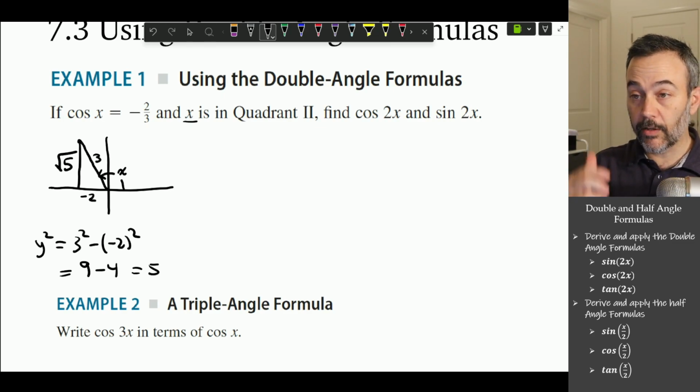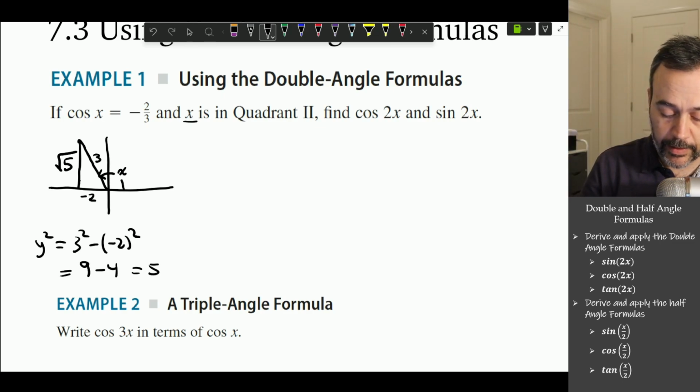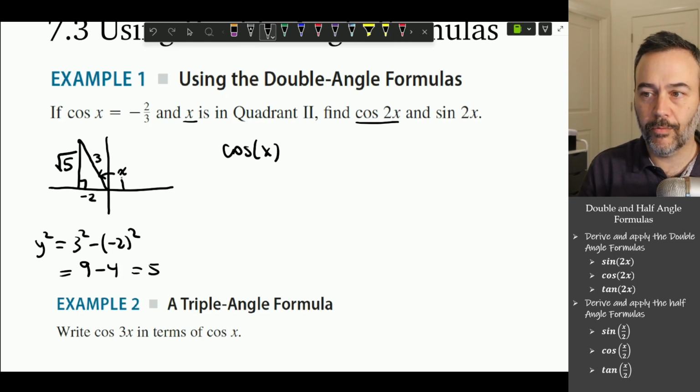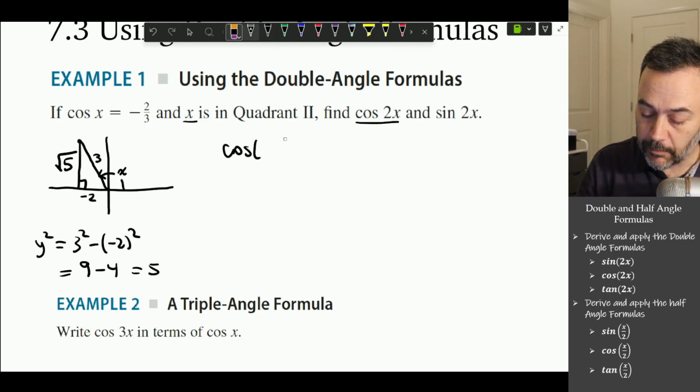All right, so we've got all the sides of our triangle. We, of course, know that's a right triangle. And now that we've got that, we want to find cosine 2x. Now, I don't know what angle 2x is. It might be over in the third quadrant, it appears. But, oops, I said the right thing, but wrote the wrong thing, 2x.